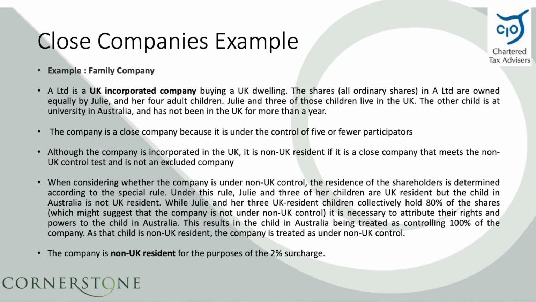So let's have a look at an example. Typical family company, A Limited. That was an imaginative name. It's an incorporated company buying a UK dwelling. All of the shares in A Limited are owned by Julie and her 4 adult children. So we've got 5 20% shareholders. Julie and 3 of the children live in the UK. The other child is at university in Australia and hasn't been in the UK for more than a year. Well, hang on a minute. 80% of the shareholders are resident in the UK. We ought to be okay. I think you'd agree with me.